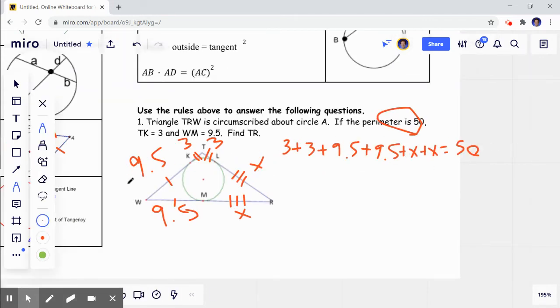So you would just add up all the segment pieces for this triangle, set equal to the perimeter, and then go about solving it. I have this on Google Classroom all filled out. But you combine all like terms, solve this eventually, and you get X is 12.5. You'll see all the steps on Google Classroom. And then if X is 12.5, that means TR would have to be part plus part, 3 plus 12.5. So TR is ultimately 15.5.